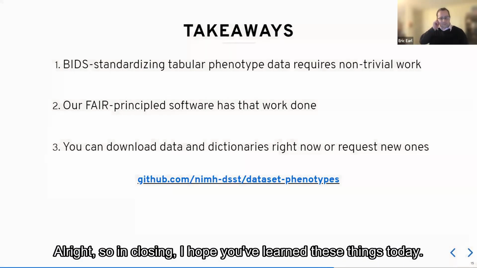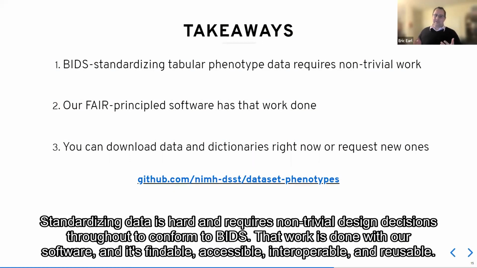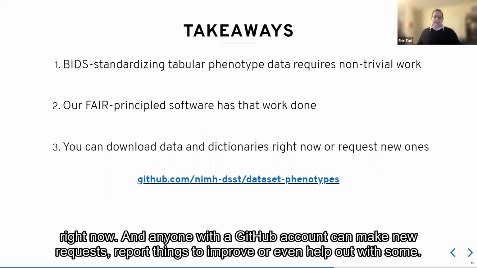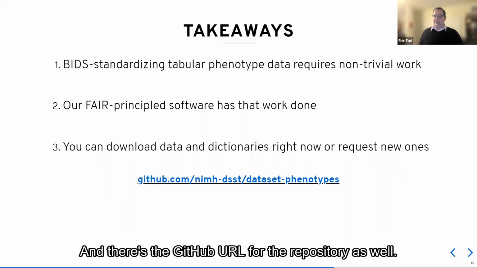All right, so in closing, I hope you've learned these things today. Standardizing data is hard and requires non-trivial design decisions throughout to conform to BIDS. That work is done with our software, and it's findable, accessible, interoperable, and reusable. So you can go to the repository and look at some data and dictionaries yourself right now. And anyone with a GitHub account can make new requests, report things to improve, or even help out with some improvements themselves. And there's the GitHub URL for the repository as well.